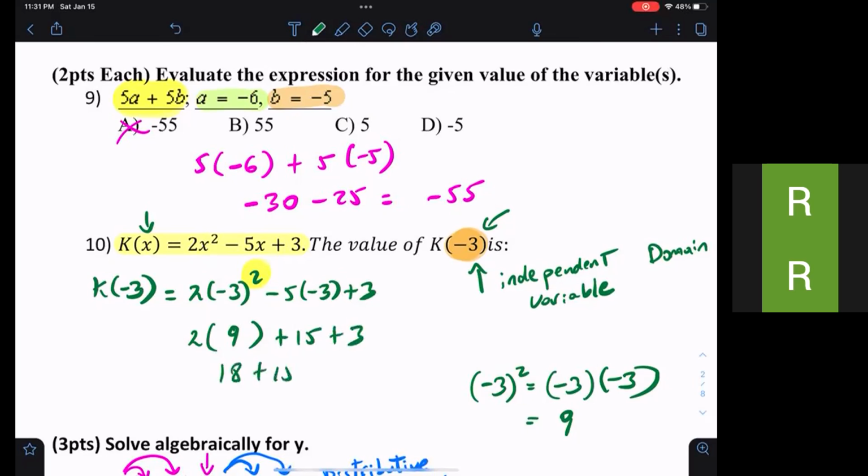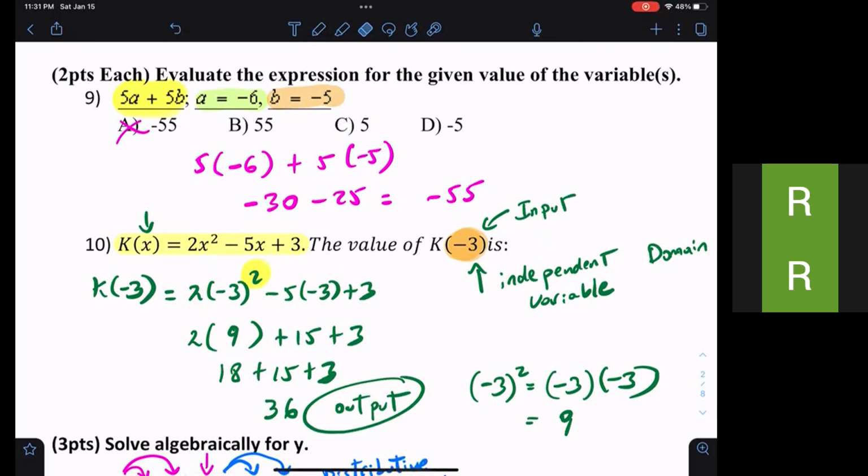And then you have here 15, and then you have 3 here. So this is 18 plus 15 plus 3. That's going to be 36, right, if you add these numbers together. That's it. So this is your output from this function. This is also called your input, and the output is the value that you get once you plug the -3 into the function. Sometimes that output you can call the range, depending on whether it's a one-to-one function or not. We don't know that exact situation here, but this is just computation.